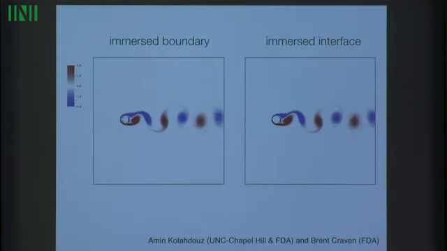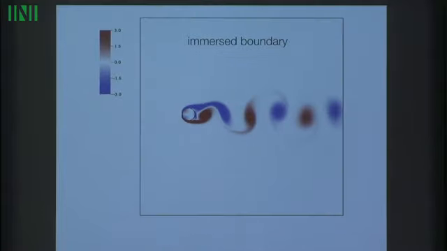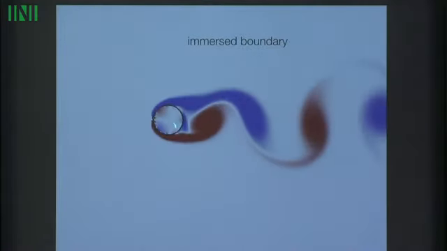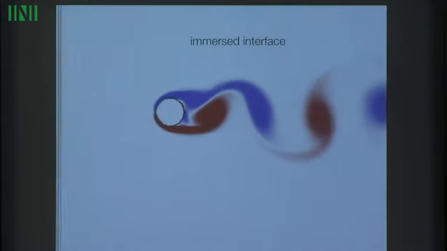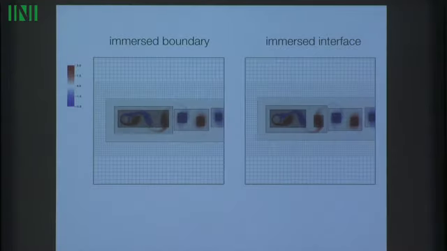And if you look, this is maybe the simplest thing you can do with this. This is just flow past the cylinder showing you vorticity. And you compare what's happening with an immersed boundary method. With an immersed boundary method, you wind up with some spurious interior flow that is completely eliminated if you go to this immersed interface formulation. So flow past the cylinder is pretty boring.